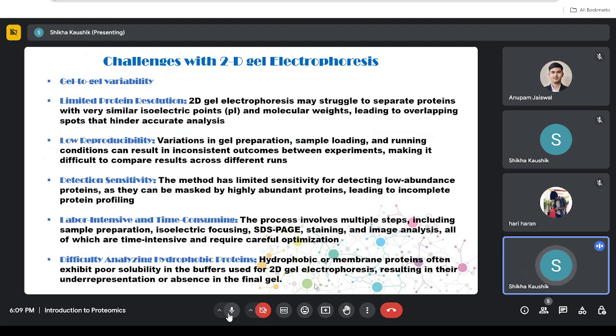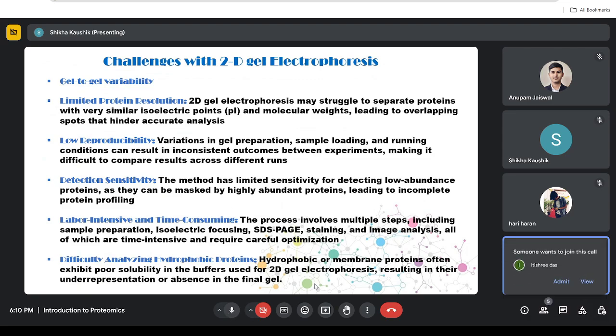Before talking about DIGE, that is differential in-gel electrophoresis, I want to talk about the challenges we came across while doing 2D gel electrophoresis, and why there is an advancement of 2D gel electrophoresis. The first thing, very common when we talk about gel electrophoresis, is gel to gel variability. Even if you have the same sample, done in the same scenario, you're still going to have a different gel when you run the same samples again.